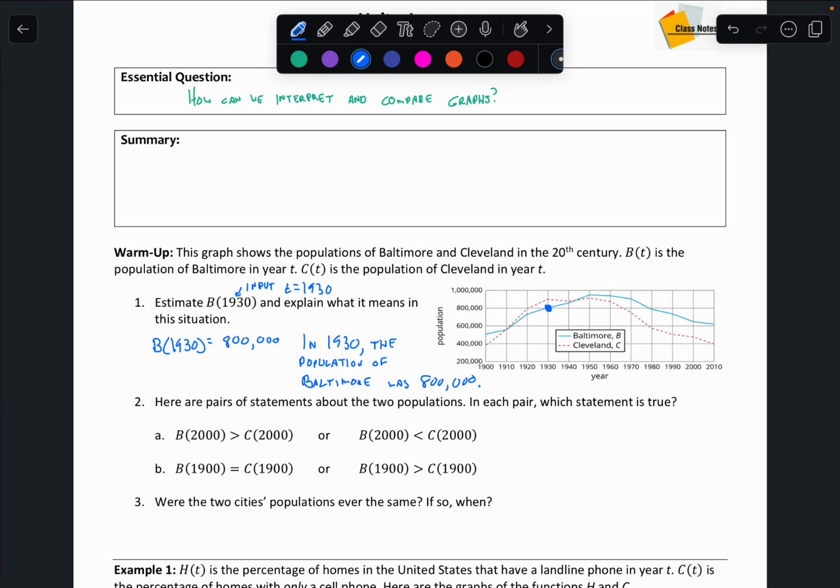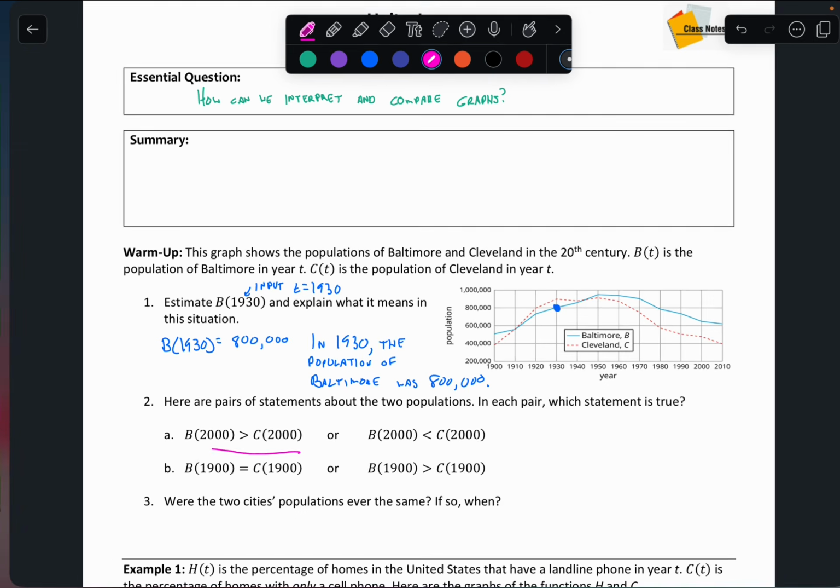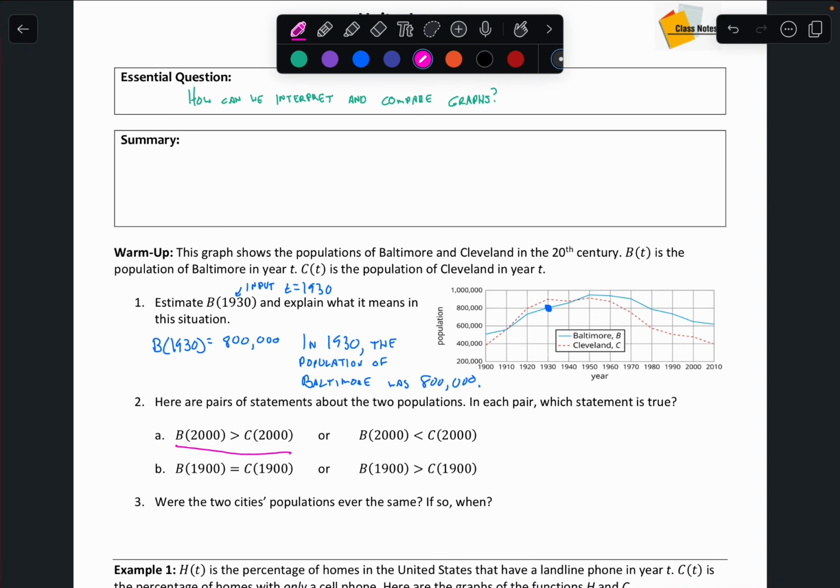Number two, here are pairs of statements about the two populations. In each pair, which statement is true? In 2A, you're comparing the population during the year 2000. The first one is saying, is Baltimore's population in 2000 bigger than Cleveland's? Or in the second statement, is Baltimore's population less than Cleveland's in 2000?